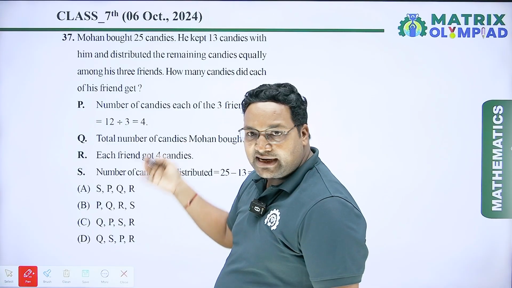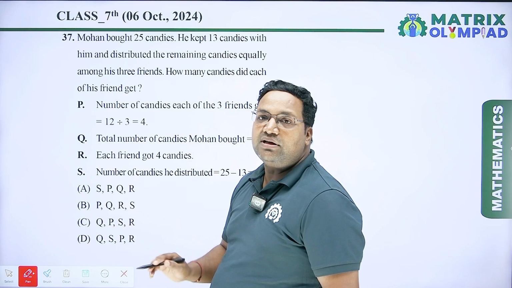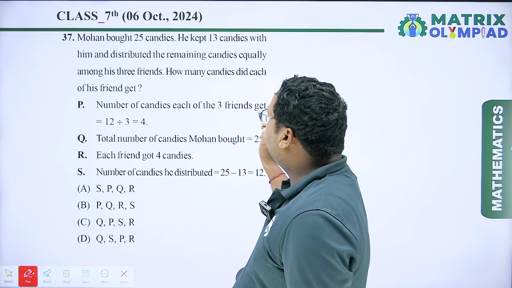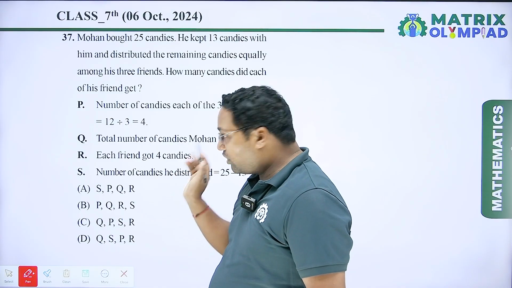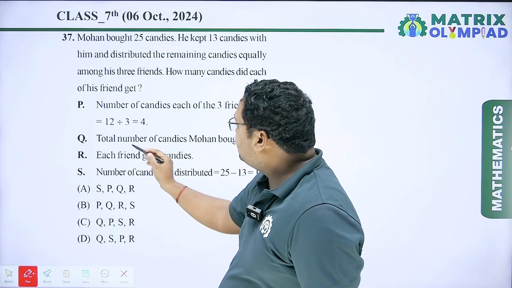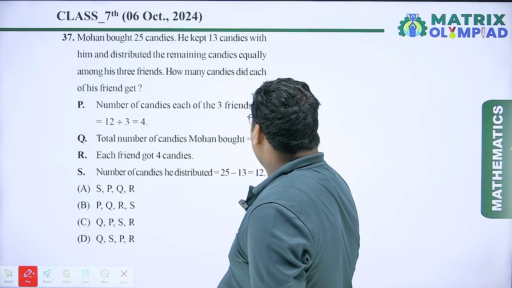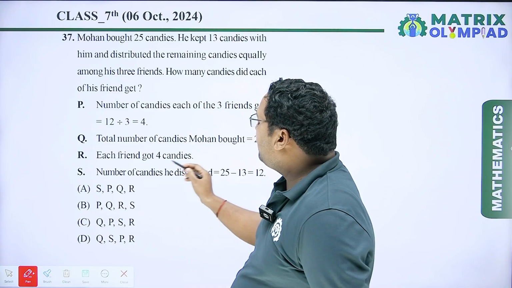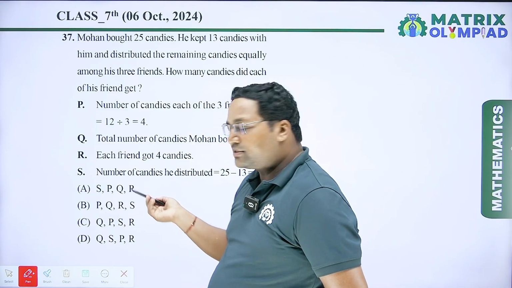So let's check all these steps and tell which one is the first step and which one is the last step. The first step given is the number of candies each of the 3 friends get, 12 divided by 3. So this is not the first step. Next is the total number of candies Mohan bought is 25. So this is our step number 1. Then each friend got 4 candies. No, I think this is the last step.